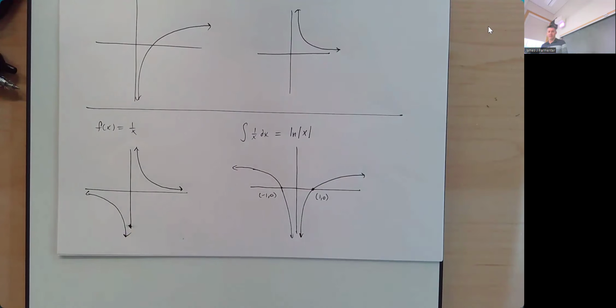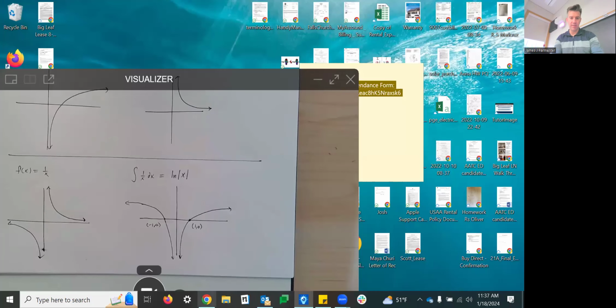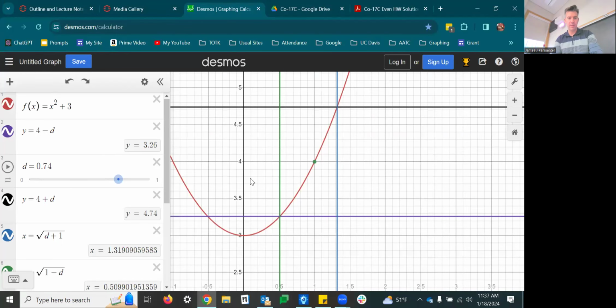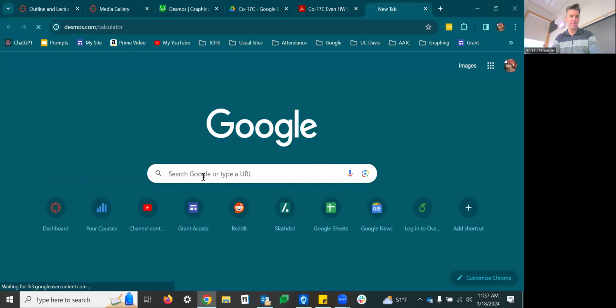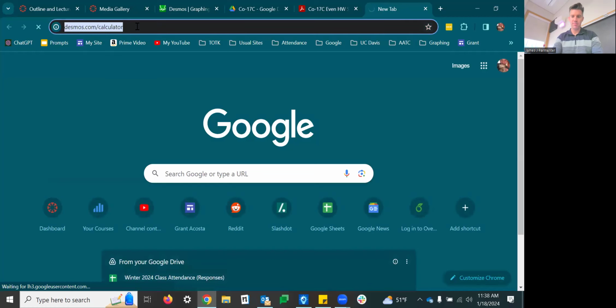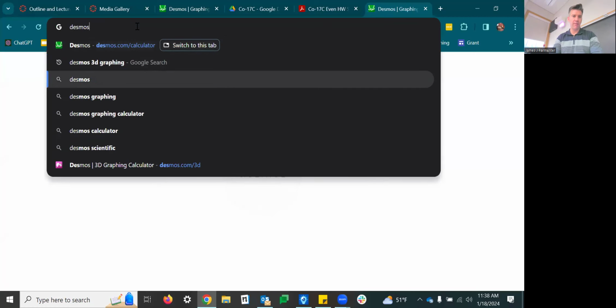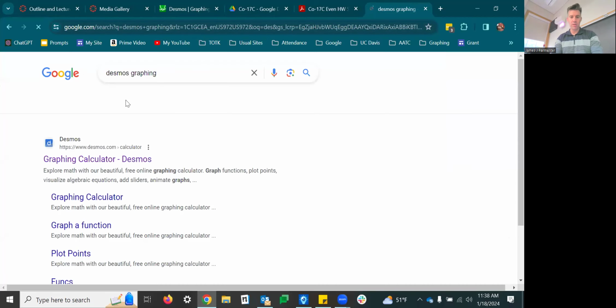If you graph it, in fact, why don't we use the tools we have available to us? Just so you all can see it looking nice. Come on, Desmos. Give me the graphing. There we go. Cool.